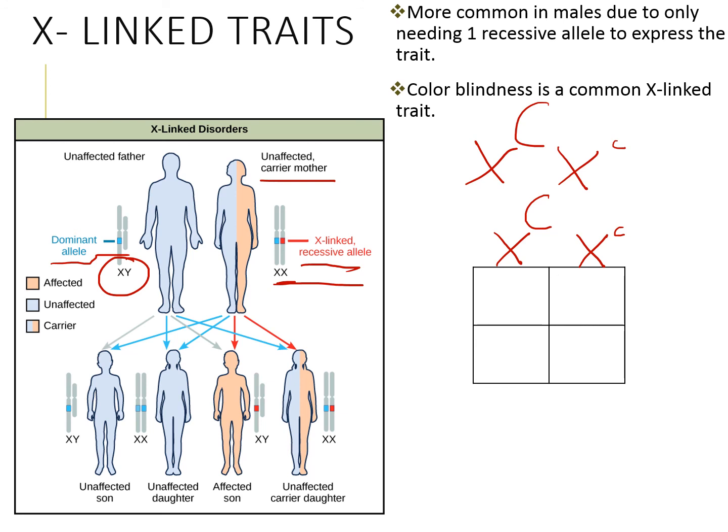So the male is going to be written like this, X can see color, and then Y, I don't have a copy of that gene on me because I'm not a homologous chromosome of the X chromosome. So half his gametes will have X can see color, half of them will be Y.